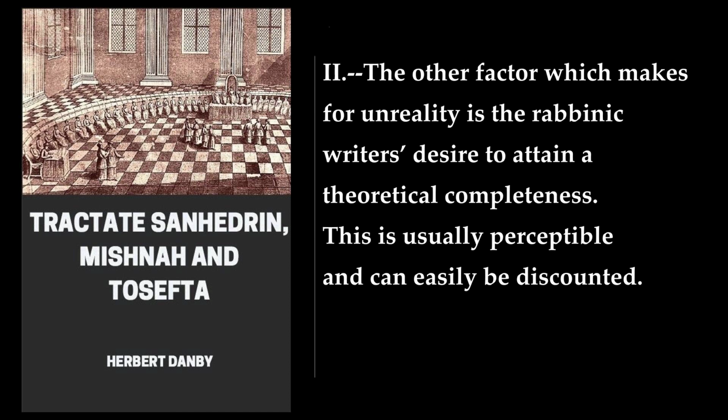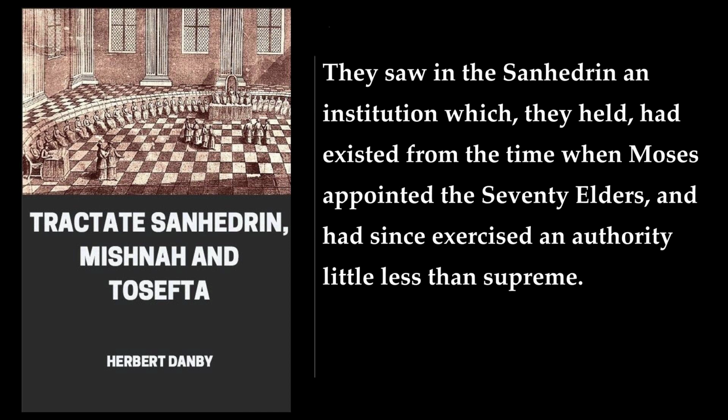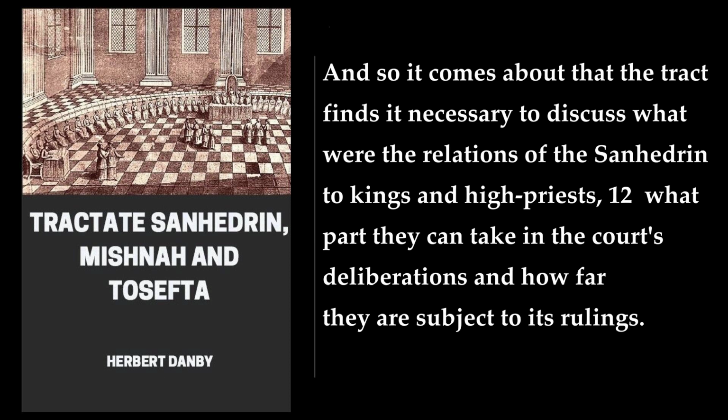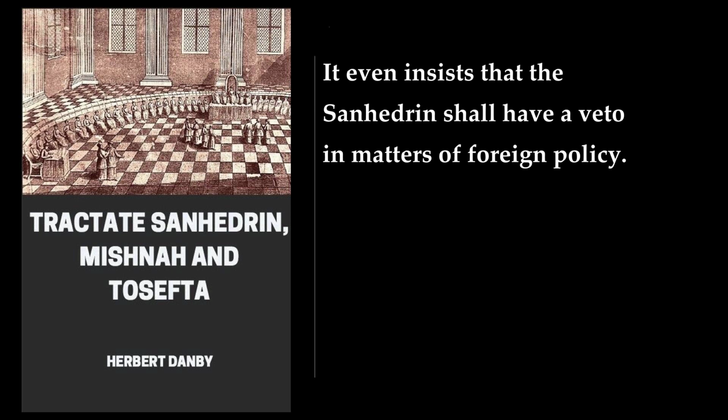2. The other factor which makes for unreality is the rabbinic writer's desire to attain a theoretical completeness. This is usually perceptible and can easily be discounted. They saw in the Sanhedrin an institution which, they held, had existed from the time when Moses appointed the 70 elders, and had since exercised an authority little less than supreme. And so it comes about that the tract finds it necessary to discuss what were the relations of the Sanhedrin to kings and high priests, what part they can take in the court's deliberations and how far they are subject to its rulings. It even insists that the Sanhedrin shall have a veto in matters of foreign policy.